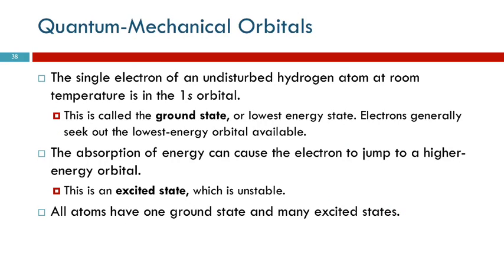So in a hydrogen atom, there's one electron. And if that is not disturbed, we're not zapping with energy of some sort, that one electron is going to be in the lowest energy place it can be. It's going to be within that first energy level, the 1s orbital. That's called the ground state, the lowest energy state. Electrons generally are going to seek out the lowest energy state available.